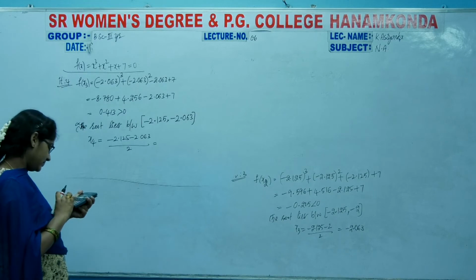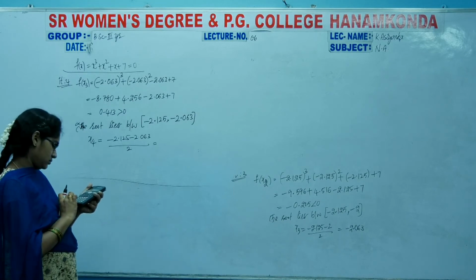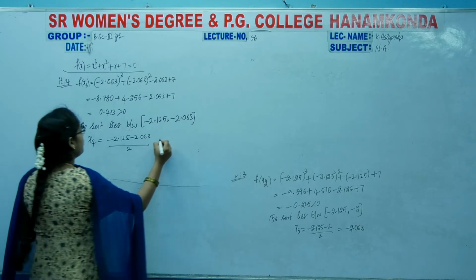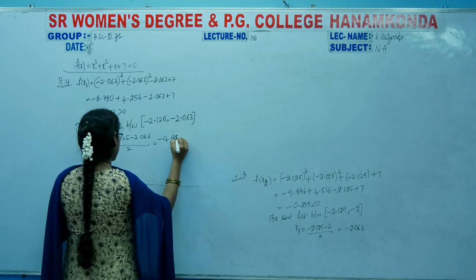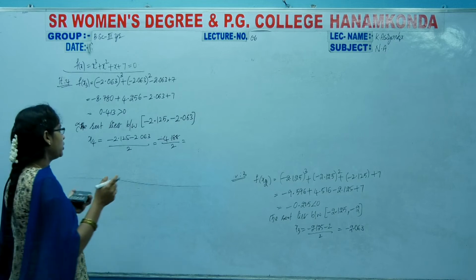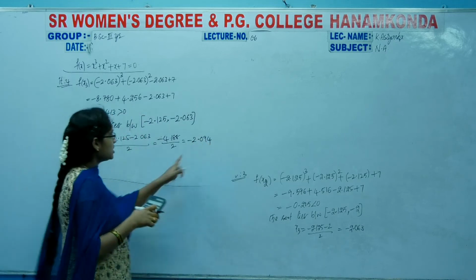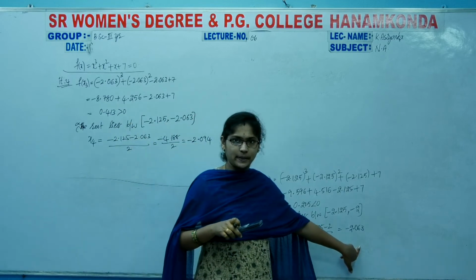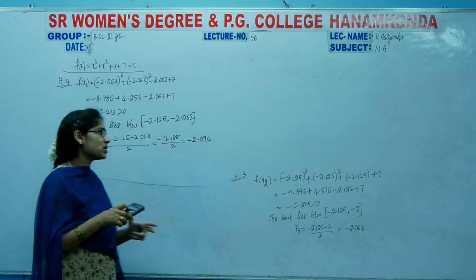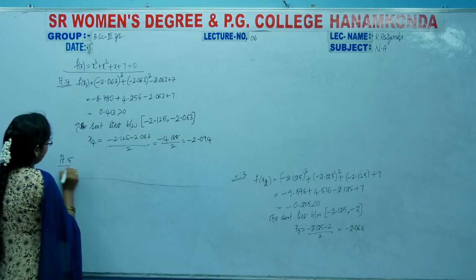Now x4 equals (minus 2.125 minus 2.063) by 2. Now what is the sum? Minus 4.188 by 2. So that is minus 2.094. See, the 2 is the same, and here I have 6.3 and here I have 9.4. So that's why again I have to go for the next iteration number 5.